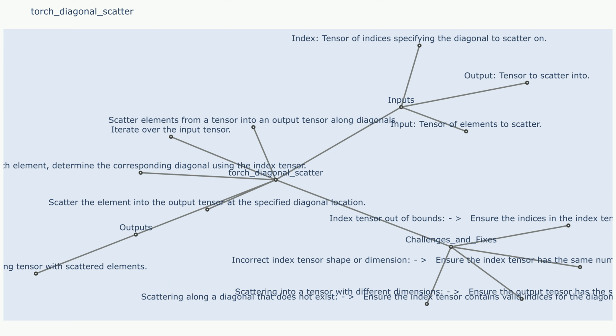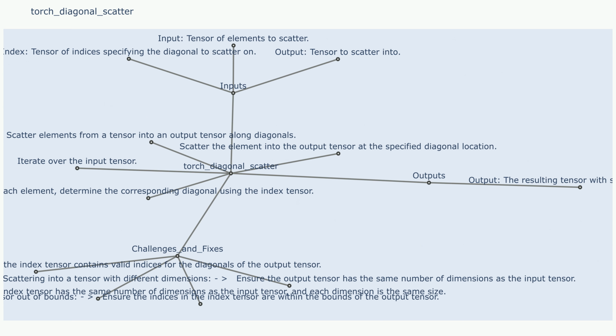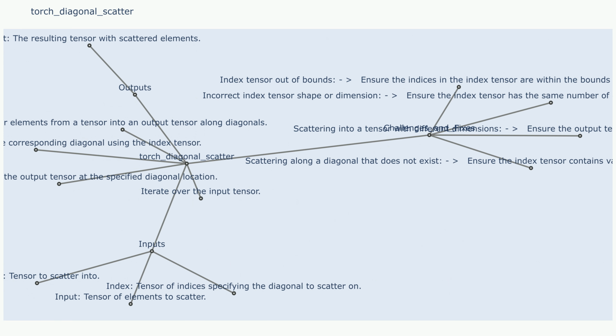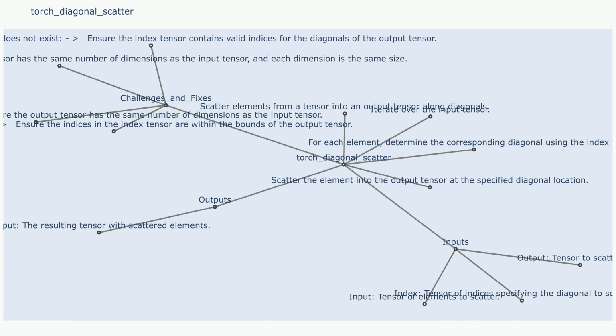Challenges and fixes. Challenge 1: incorrect input shapes. Sample use case that resulted in challenge 1: scattering elements with an input tensor having a different shape than the output tensor. Fixes to challenge 1: ensure that the input tensor has the same shape as the output tensor, except for the dimension along which scattering occurs. Challenge 2: invalid indices. Sample use case that resulted in challenge 2: specifying indices that are out of bounds of the output tensor. Fixes to challenge 2: ensure that all indices are within the bounds of the output tensor's dimensions.